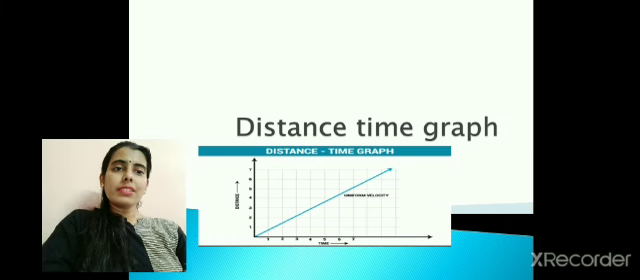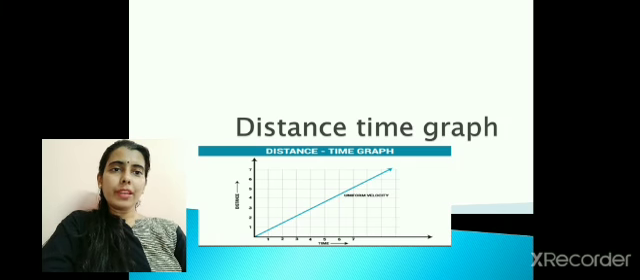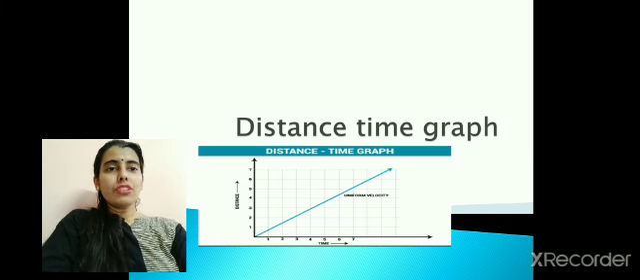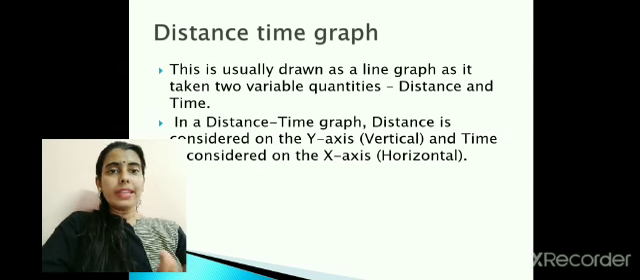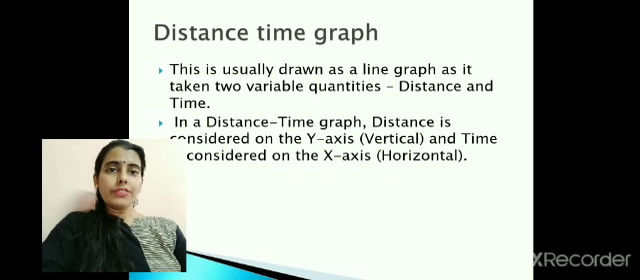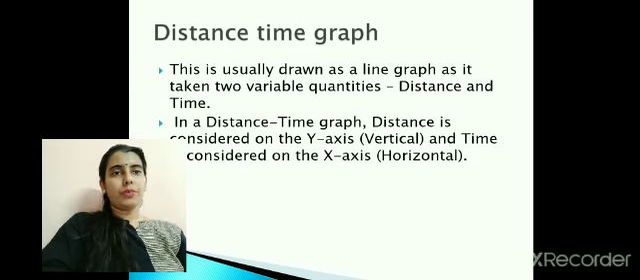What is a distance time graph? A distance time graph is a graph that is drawn with distance on one axis and time on the other axis. Plotting these two variable quantities tells us how the object is moving, whether the object is showing uniform motion or non-uniform motion.